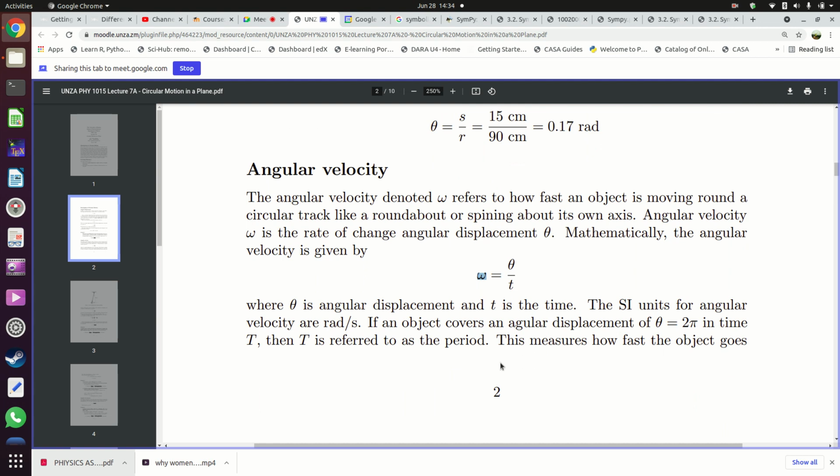Now, the units for angular displacement, we know they are radians. The units for time are still seconds. So the units for angular velocity are radians per second, or rad per second.